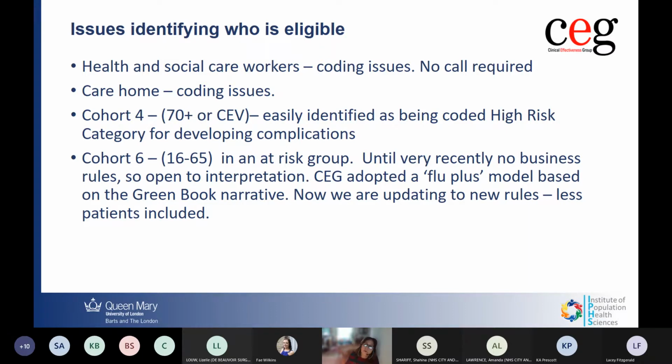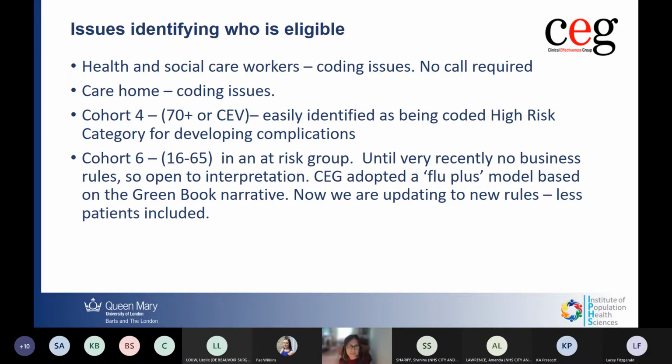Then we looked at cohort 4. As I said, those were 70 plus or clinically extremely vulnerable. Or, in other words, shielded. This group really are easily identified as they've been coded at high risk category for developing complications.